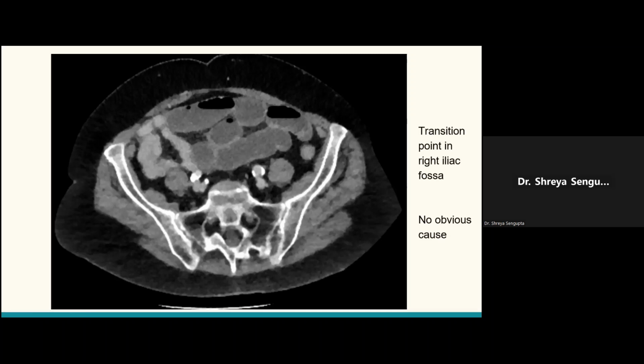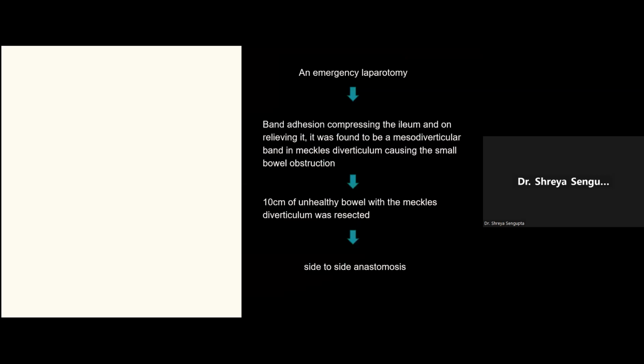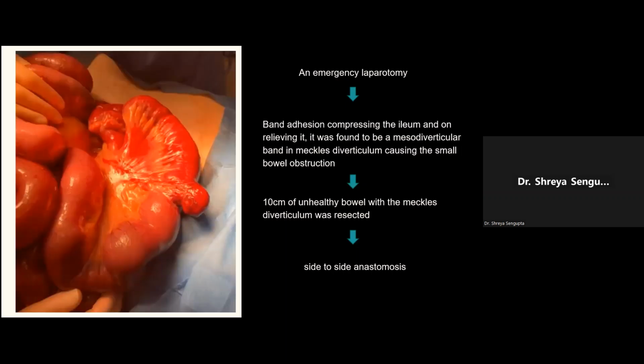So the patient went for an emergency laparotomy. In the emergency laparotomy, we found band adhesions compressing the ileum, and on relieving them, we found the mesodiverticular band in the Meckel's diverticulum, which was the cause of the bowel obstruction. Hence, we had to resect 10 centimeters of the unhealthy bowel, which contained the Meckel's diverticulum, and then we had a side-to-side anastomosis. This is the photo, if you can see.